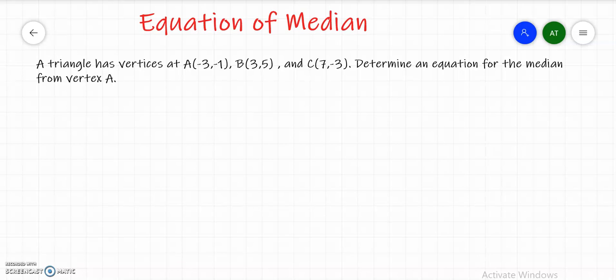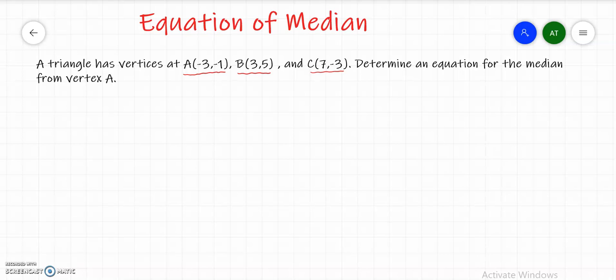How to calculate the equation of median from the vertices of the triangle. Let's do an example. A triangle has vertices at A, that is -3, -1, B, that is 3, 5, and C, that is 7, -3. Determine an equation for the median from vertex A.